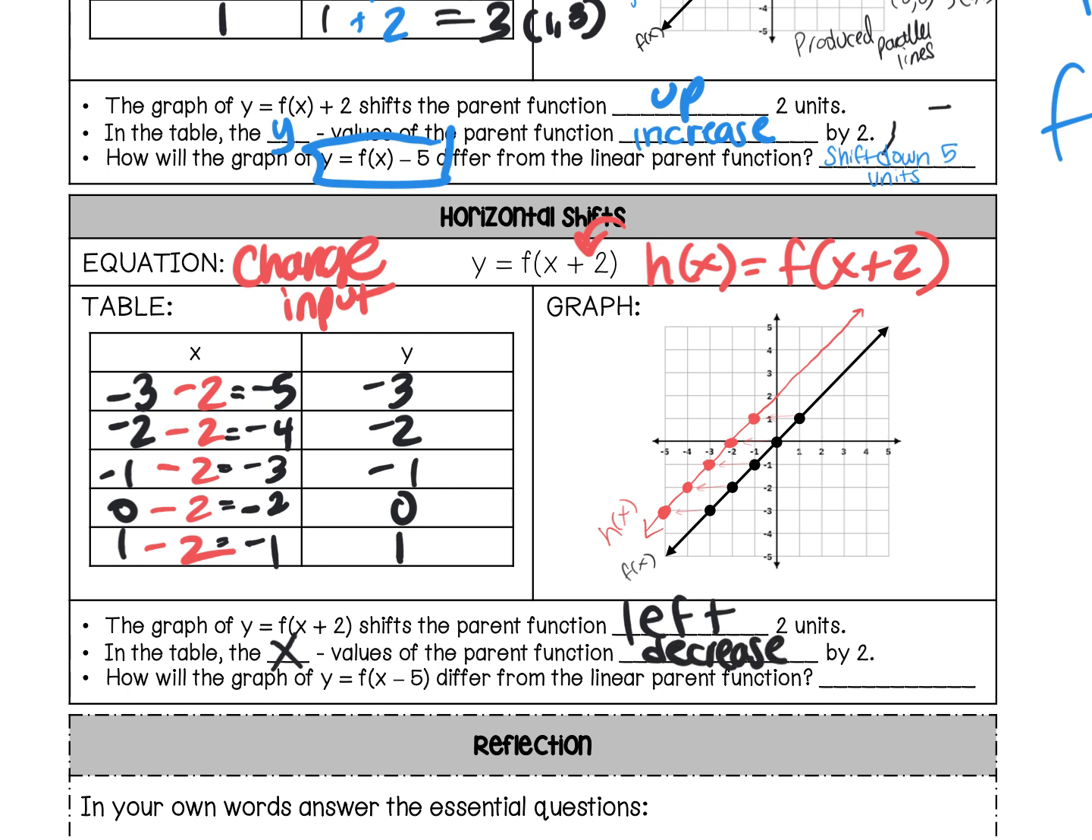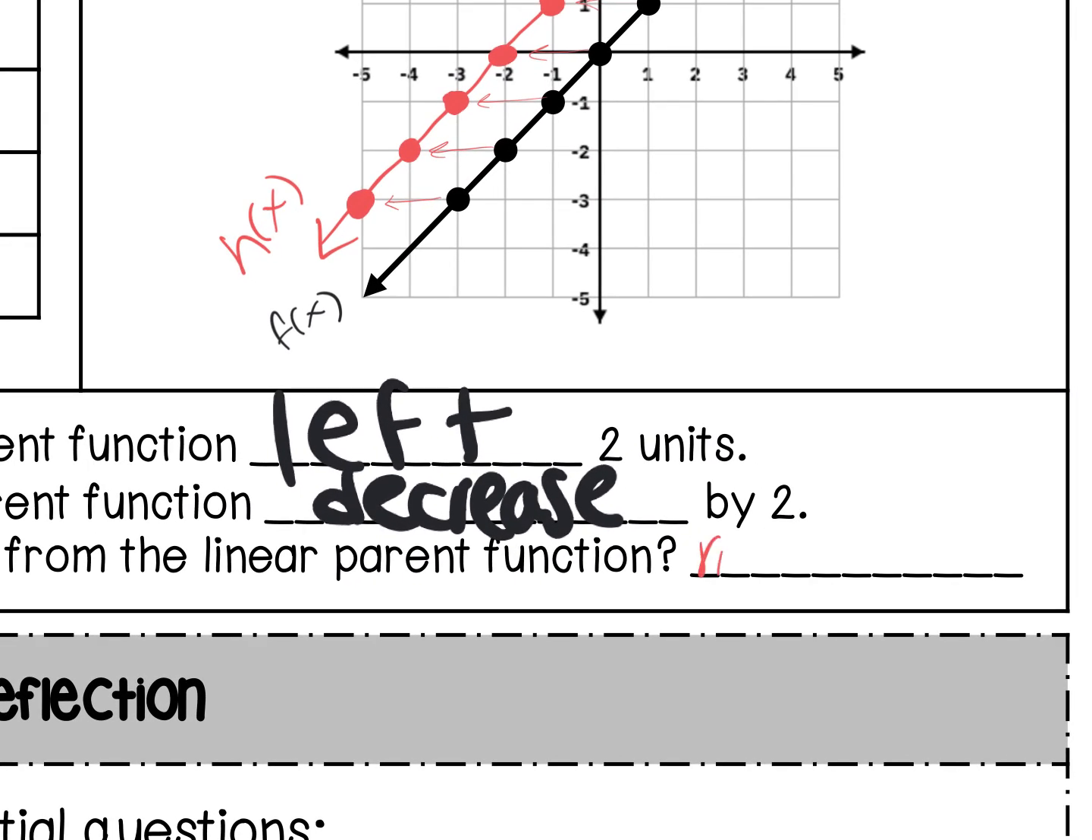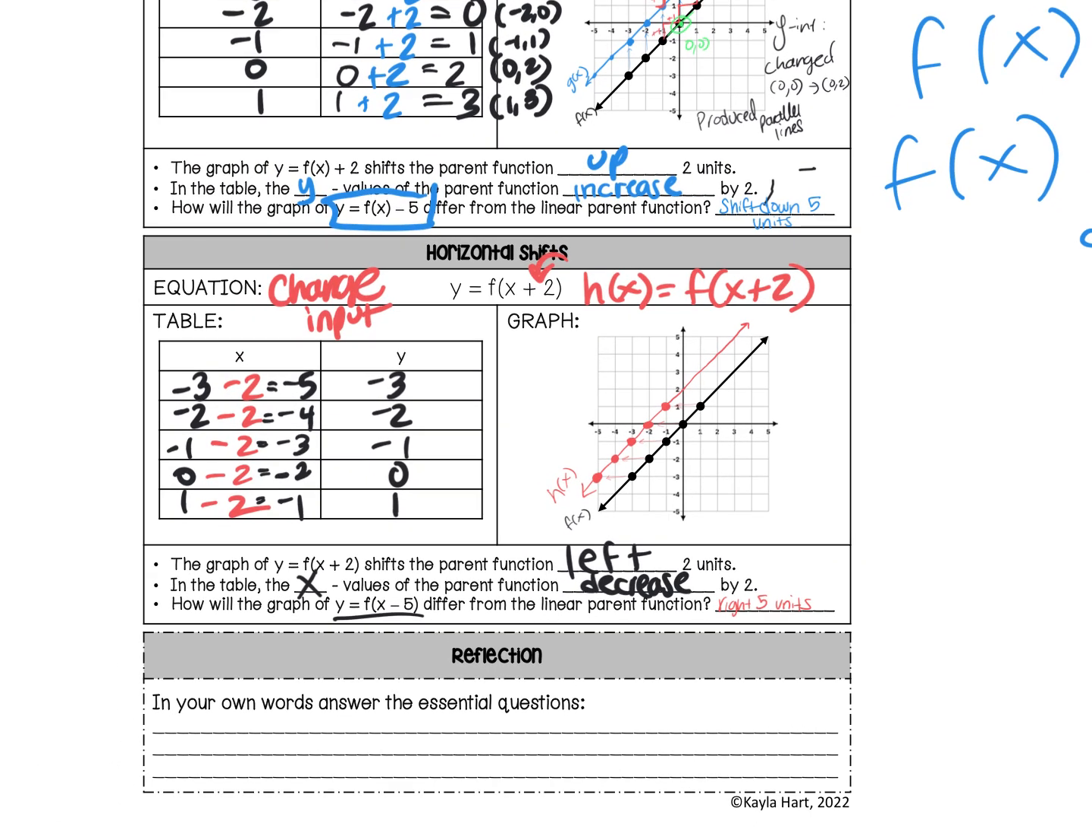Who can tell me what f of x minus 5 inside the parentheses will do to the function? It's not moving up or down, it's horizontal movement. It's either left or right. It's opposite of what it looks like. Right. Yes. Very good. This will move right 5 units. Opposite of what you think.